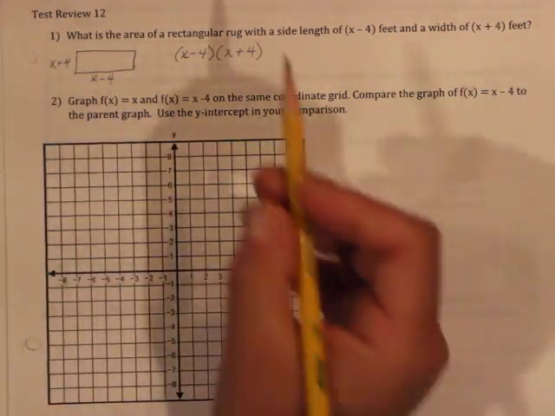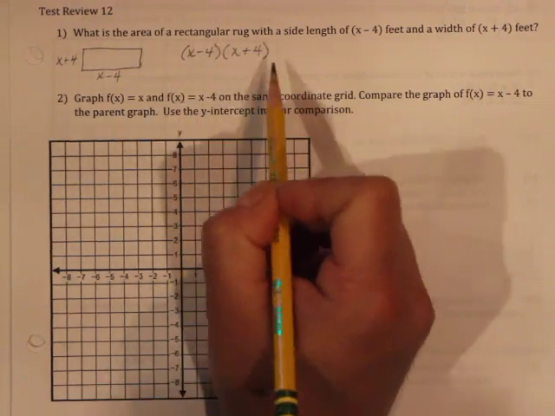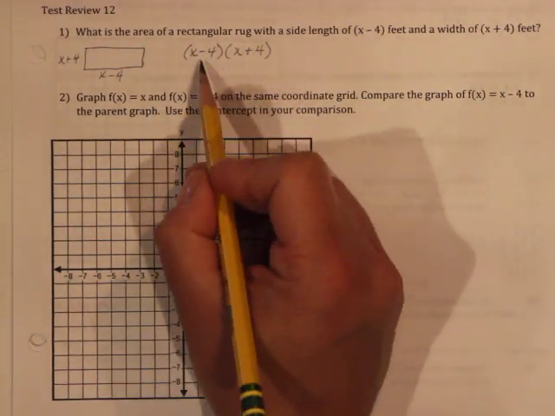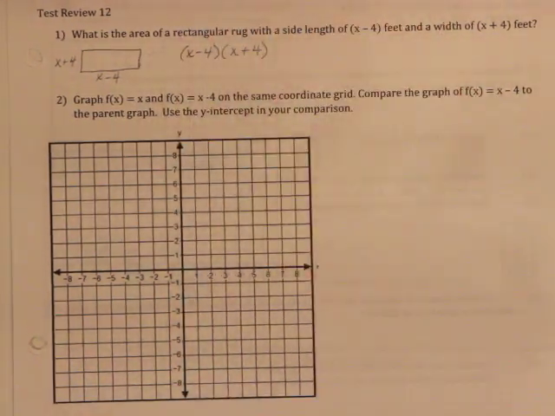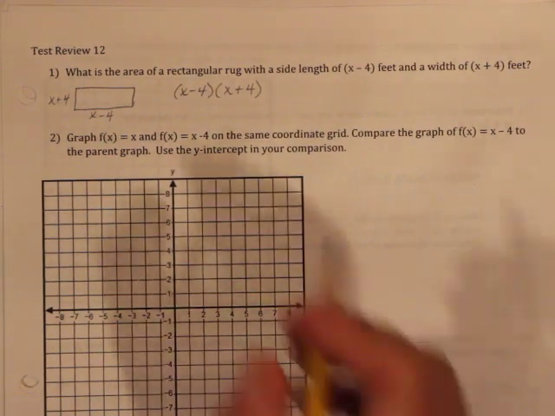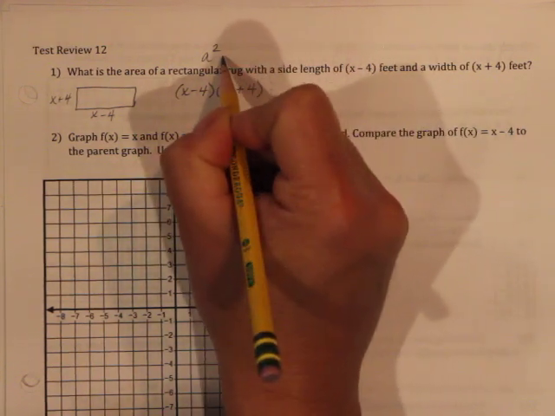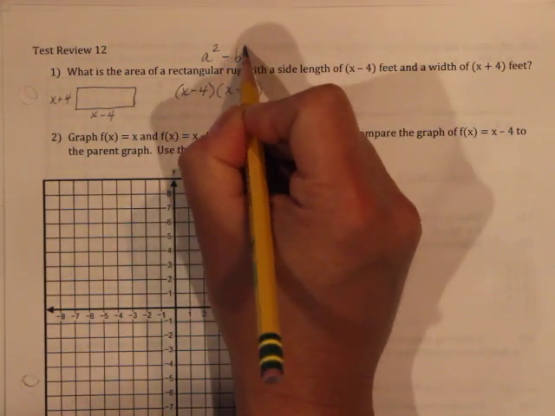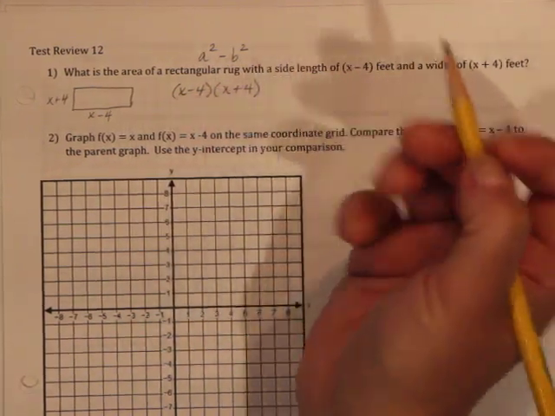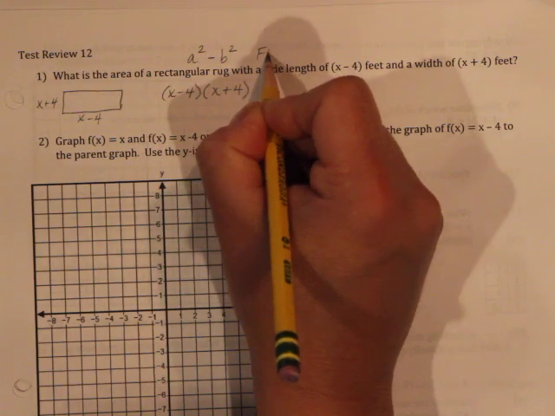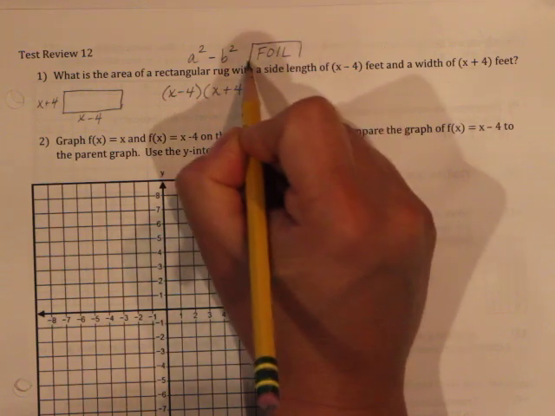I can do this a couple of different ways. If you recognize from our patterns, I have a special binomial pattern here. Remember, if I've got a minus b times a plus b, then my pattern for this is that I'm going to end up with a squared minus b squared. That's what I should end up with at the end. I can also do this using the FOIL method, which is basically just distribution.